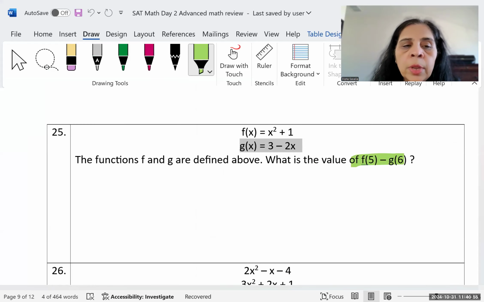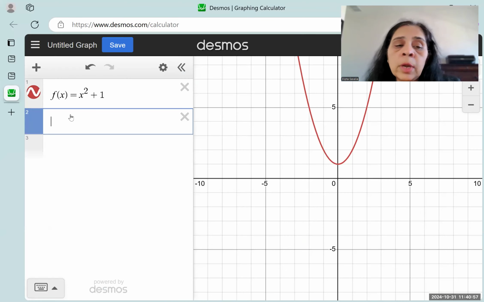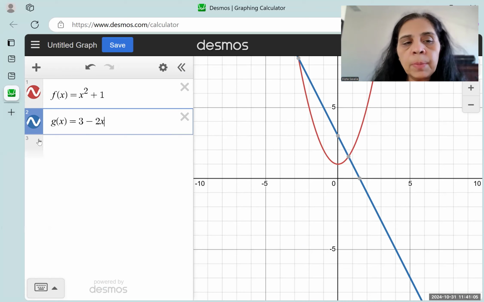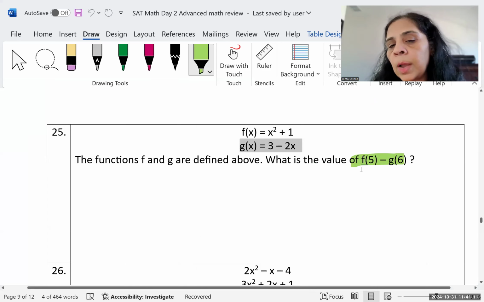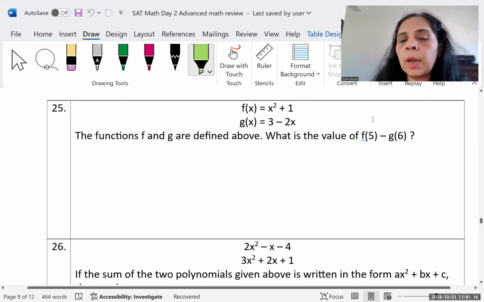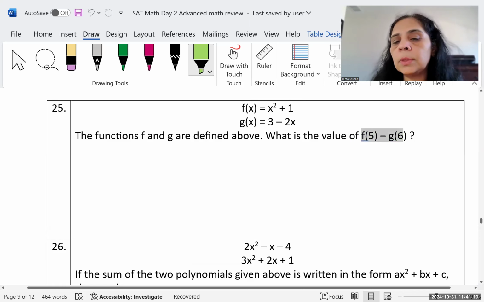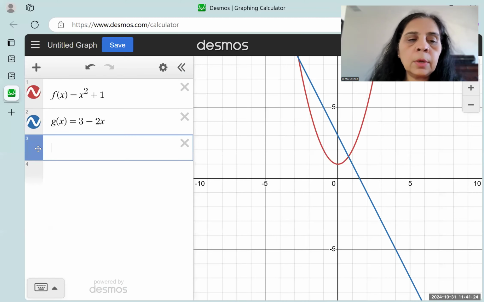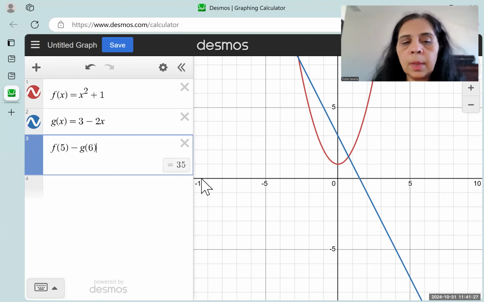And in your SAT test, they don't allow copying directly from your test. So you have to type everything. Once you type, make sure you type everything correctly. All right, f of 5. And then we have to find f of 5 minus g of 6. Enter. All right, so the answer is 35. Any question here?